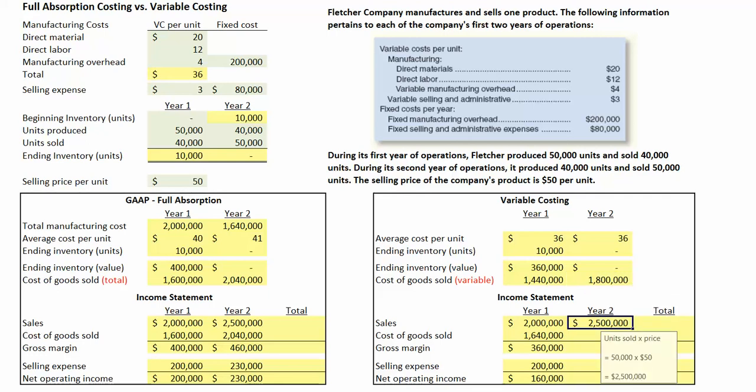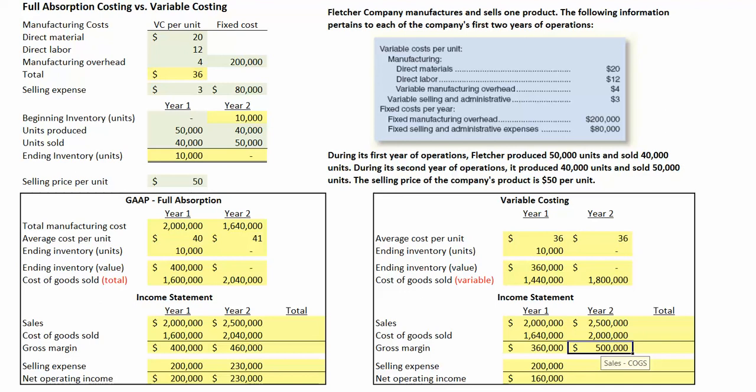Sales for year 2, $2,500,000. That's 50,000 units times $50 per unit. Cost of goods sold, $2 million. Again, that's the $1,800,000 in variable cost plus our fixed manufacturing overhead of $200,000. This gives us a $500,000 gross margin.